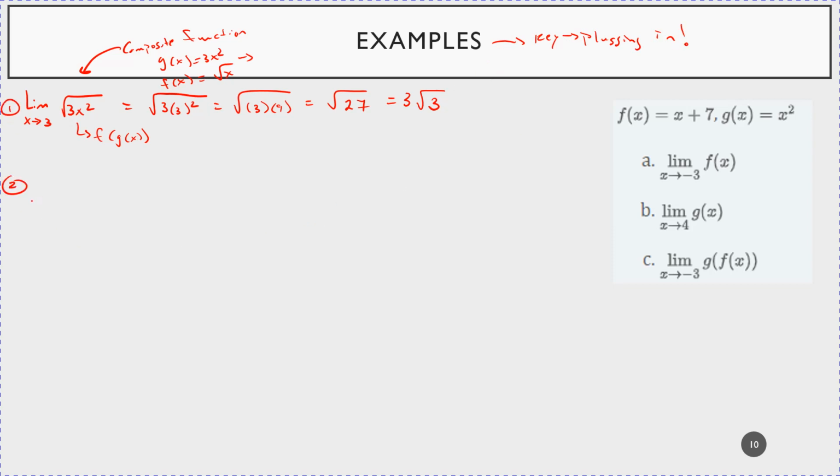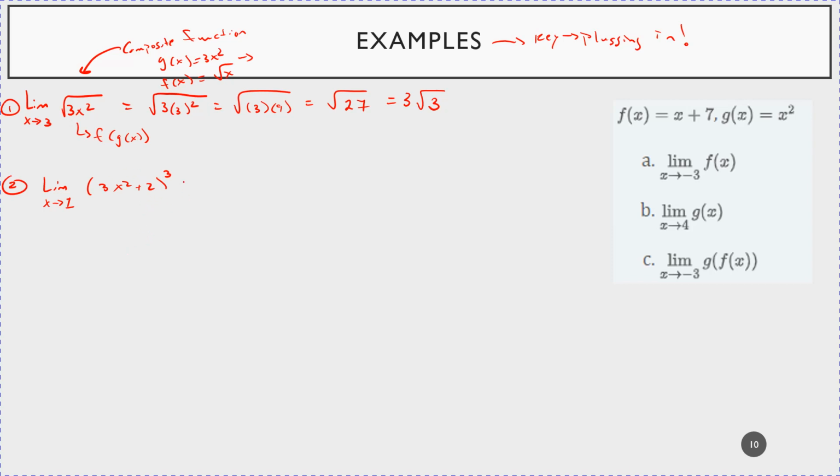Let's look at this one right here. So the limit as x goes to 1 of 3x squared plus 2, and this will be to the third power. Okay. So this, again, is a composite function, right? The f of x would be x cubed, and the g of x would be this 3x squared plus 2. But it's also just a polynomial function here, right?